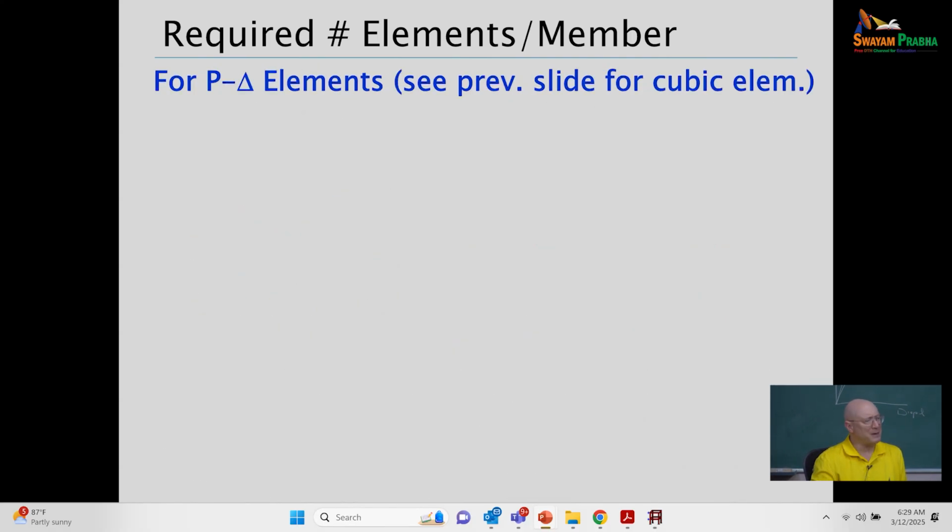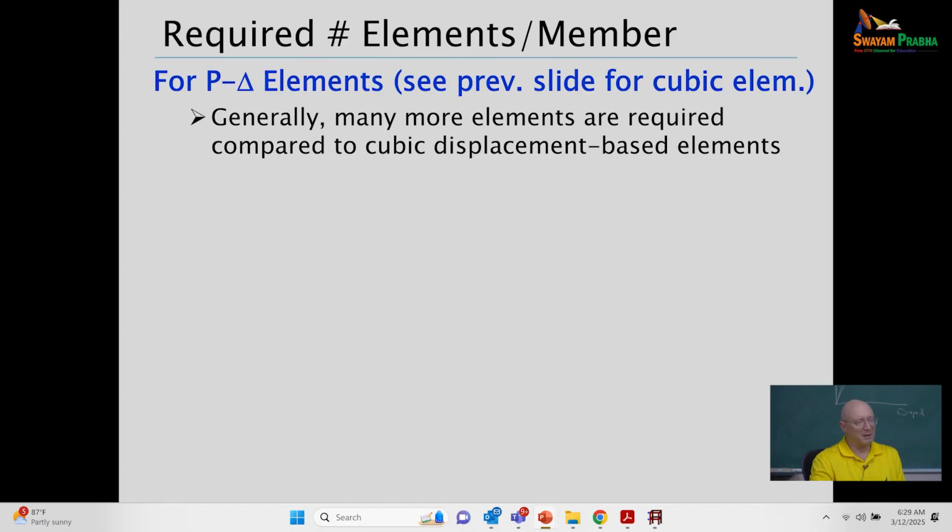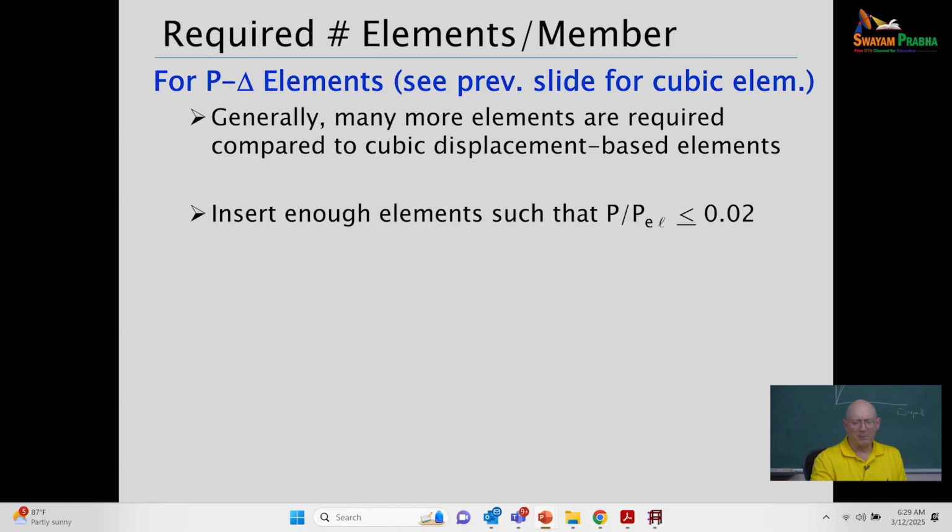Okay, what about P large delta? I think there's often confusion thinking about recommendations for cubic elements, but P large delta elements generally require a much denser mesh. The simplest rule that works very well is to use P over P script L less than or equal to 0.02 again, for P large delta. If you do that, you're essentially assured that you've got enough elements.